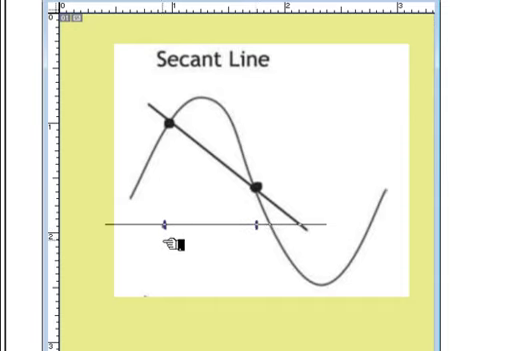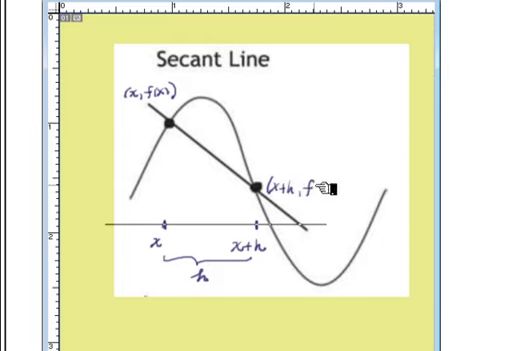Okay, we'll label our first point x on the x-axis, and the second x-coordinate we'll call x plus h. So that means this jump, or this gap over here, would be h. All right, now let's label our points. So our first point is x comma f of x. And our second point is x plus h comma f of x plus h.